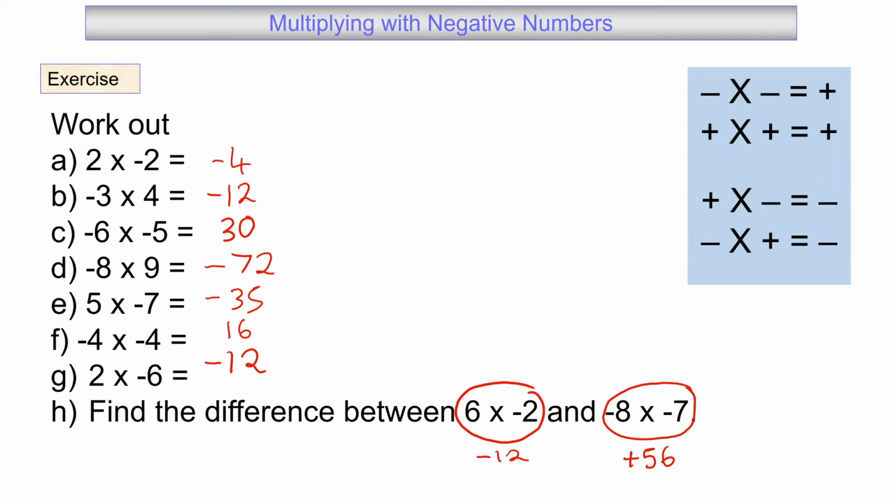So the question asks us to find the difference between minus 12 and 56. So I'm going to use a number line to help us with this. I'm going to mark 0 on the number line and then put these numbers. So we have minus 12 here and 56 would be up here. When finding the difference, we want to find the gap between these two numbers. To get from 56 to 0, that's a gap of 56. And to get from 0 to minus 12, that's a gap of 12. So the answer to this will be 56 add 12, giving us an answer of 68.